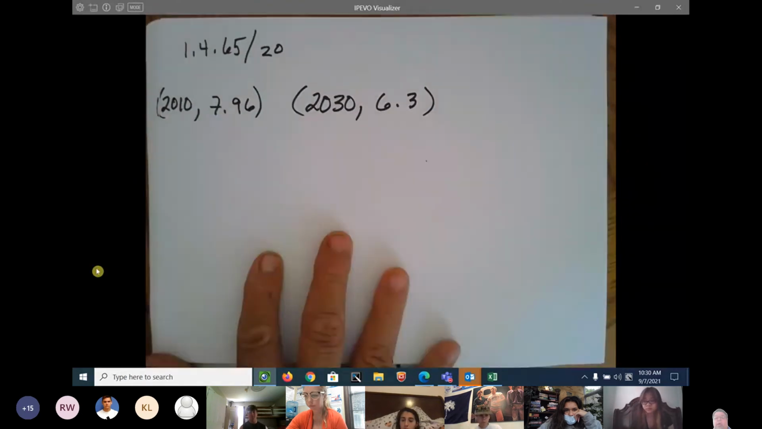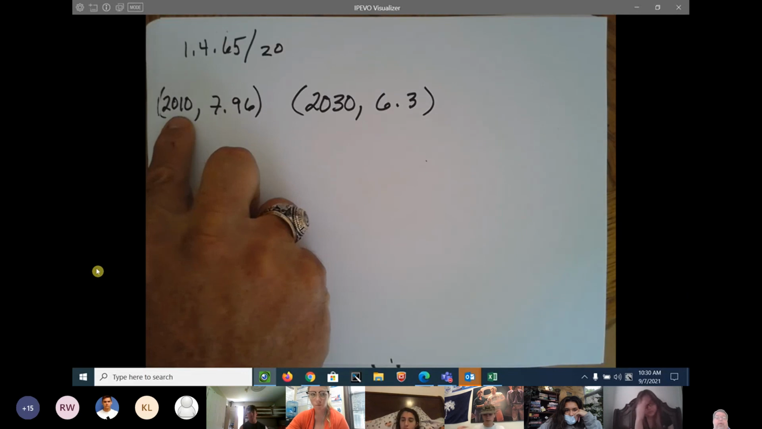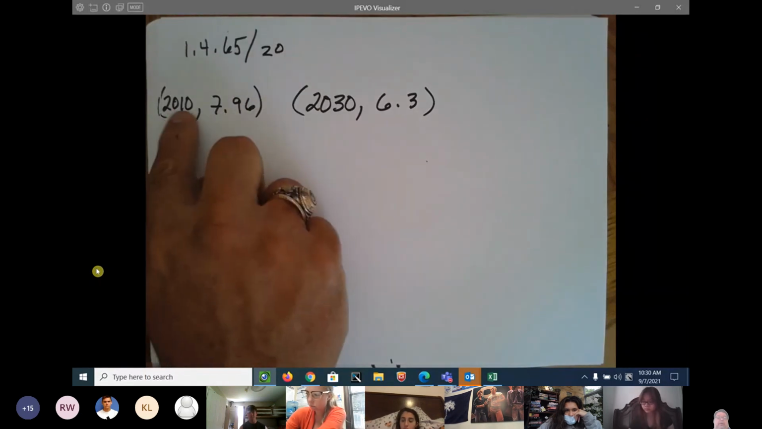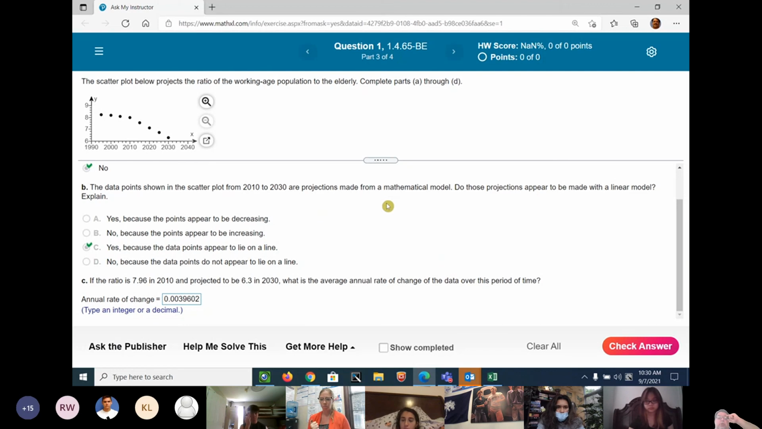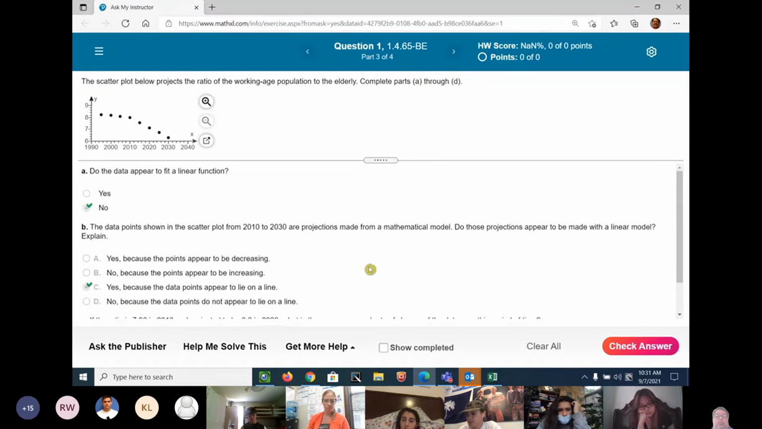Because sometimes they tell you that it's years since a certain date, like after 2000, and this would be 10 and this would be 30. But I didn't see that in this question. Since I did not see anything that says X is the years since 2010 or since 1990 or whatever, I'm going to use 2010 and 2030. That's not going to be a very accurate line, because the line that I see would be right in here, but I'm doing what they say. All right, so we're going to use those two points.